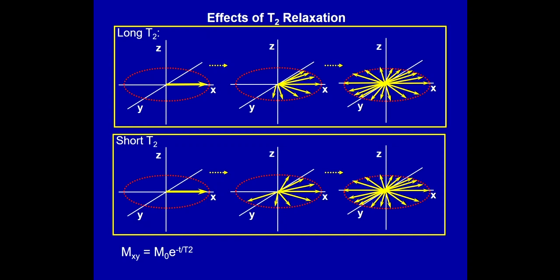As the equation shows, it's an exponential decay. The signal dies away, and you could plug this into Excel too and just try some different numbers, and you'll see that when T2 is short, this decays faster. For any given value of little t, for a short T2, you will get less signal than you have for a long T2.